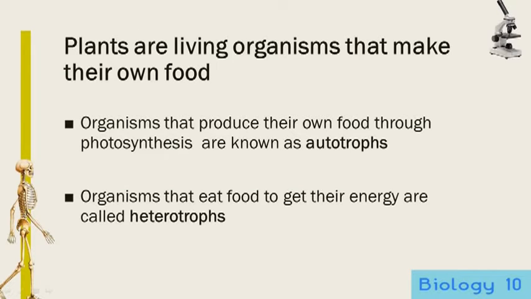Plants are living organisms that make their own food. These types of organisms are called autotrophs. In biology, auto means self and troph means nourishing, so self-nourishing. Organisms that eat food from elsewhere are known as heterotrophs. Hetero means others, and troph means nourishing, so others nourishing.